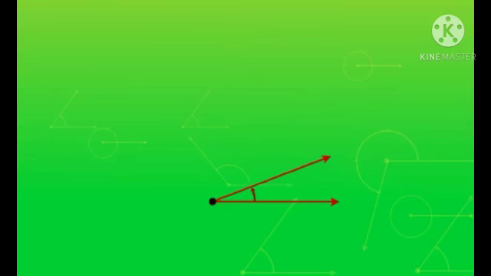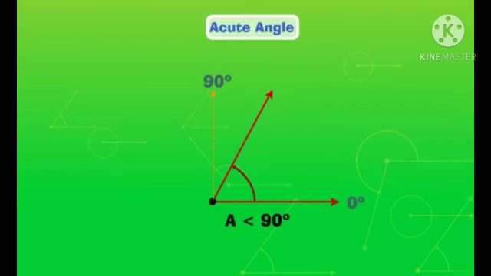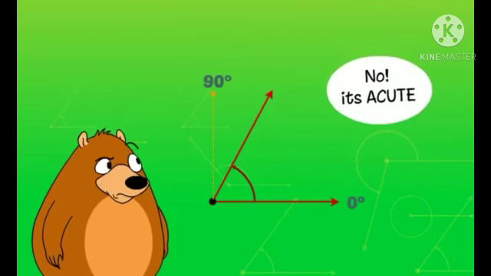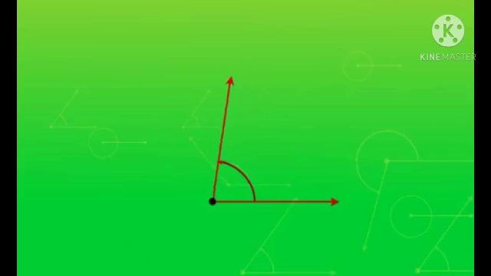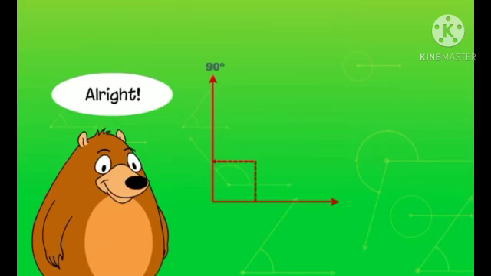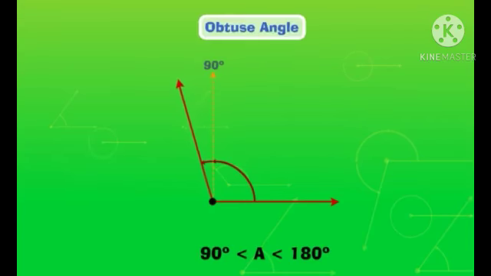An angle whose measure is more than 0 degrees and less than 90 degrees is called an acute angle. Acute angles are smaller than other angles. An angle whose measure is 90 degrees is called a right angle. Right angles are larger than acute angles. Obtuse angles are greater than right angles. They are greater than 90 degrees and less than 180 degrees.